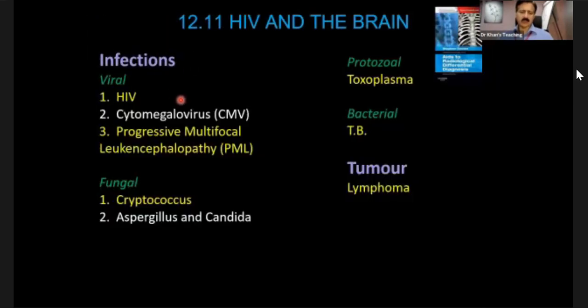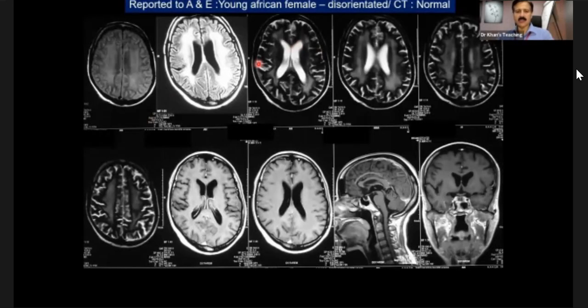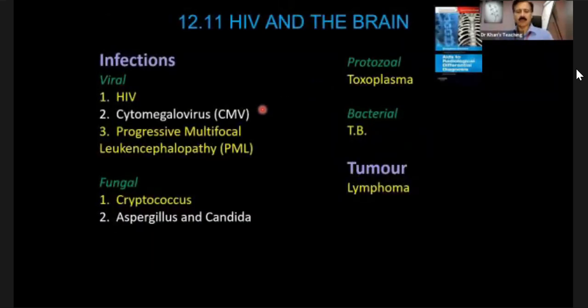Now, this differential also tells you what kind of things you should remember in HIV. There is infection and tumor. As far as infection is concerned, there can be HIV encephalitis. There can be CMV encephalitis. Both of them, the point to remember is that they will have what we call dirty white matter. This is dirty white matter. So the whole of the white matter has got this kind of confluent finding.